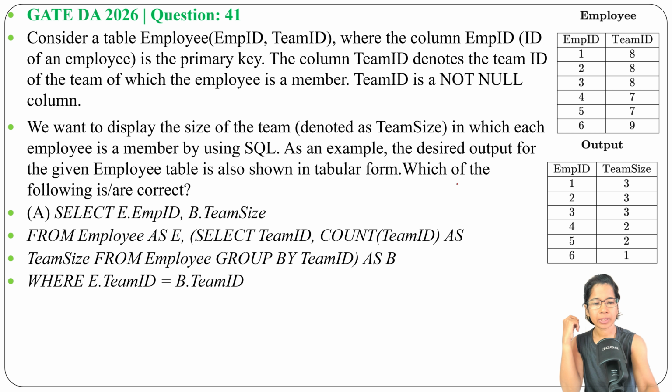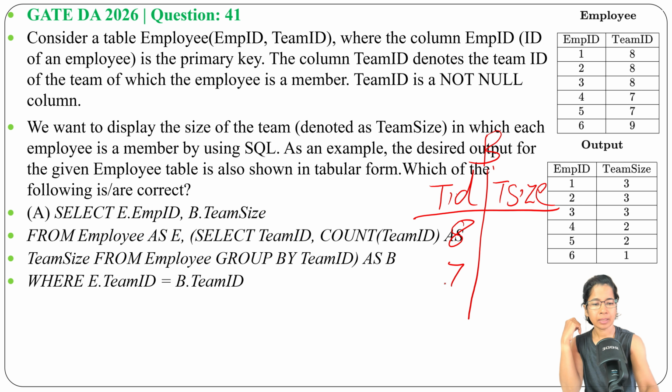So in the inner query there will be 2 attributes. One is team ID, another is team size, from employee, group by team ID. We'll do grouping by team ID and this is our B. So in the inner query output, there will be team ID 8, 7, 9. How many times is 8 there? 8 is there 3 times. So for 8, team size will be 3. For 7, it's 2. For 9, it's 1. Now this is the output of the inner query.